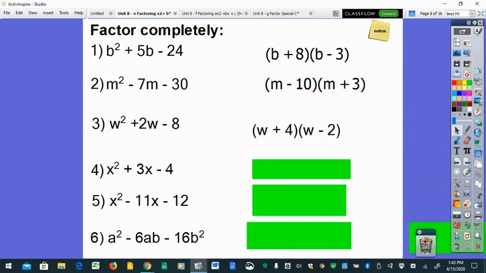Our next one should have been w plus 4 and w minus 2. They're opposite operations here because of the negative. And notice the bigger number has to be positive because this is a positive.